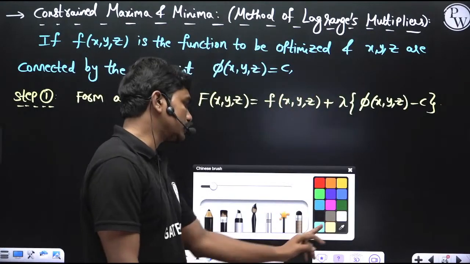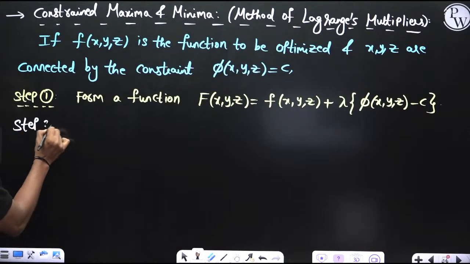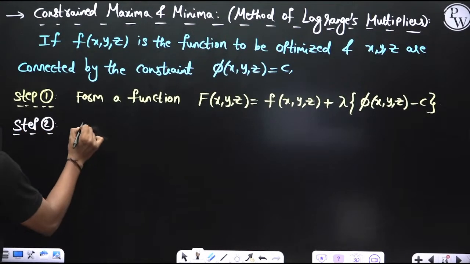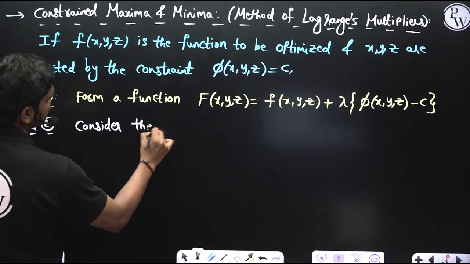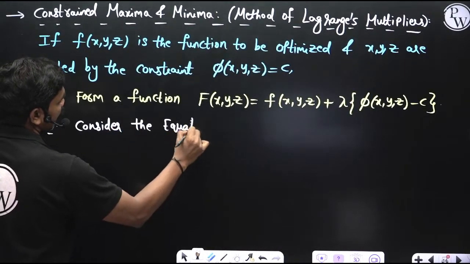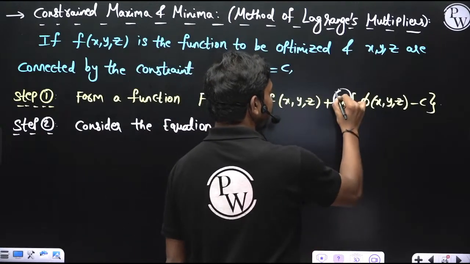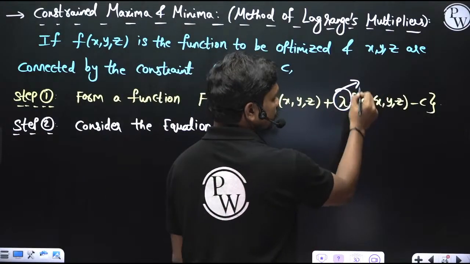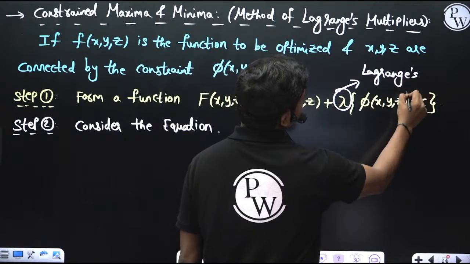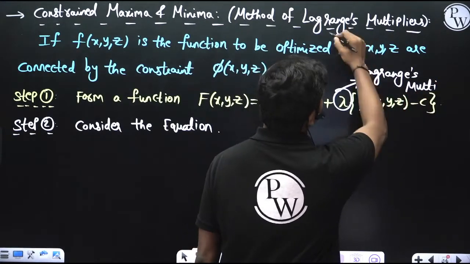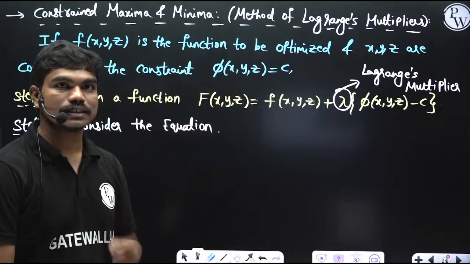Step 2, consider the equations. And this lambda here, which I forgot to tell you, is a multiplier to this function, so it's called Lagrange's multiplier because this method was initially given by him. That's why it's also called the method of Lagrange's multipliers. So this lambda is called the Lagrange's multiplier.